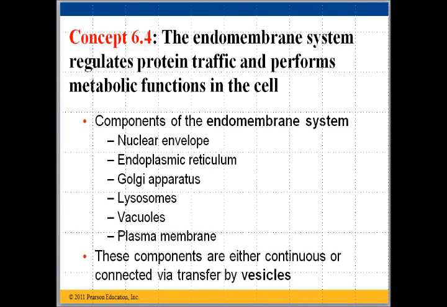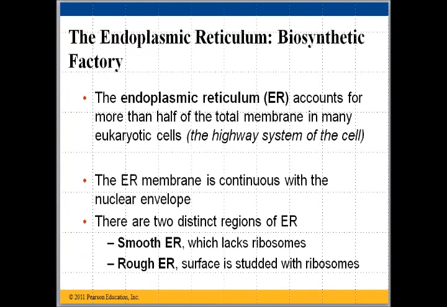These components are either continuous, meaning they're connected together, or they are connected via what we call vesicles. A vesicle is just where a part of one of these sacs or membranes will pinch off and then float to another sac or membrane and then combine with that one. So again, we're still talking about just bags upon bags. A vesicle is simply a pinched off portion of one of these membranes that is used as a kind of transportation pod to get material from one place to another within the cell.